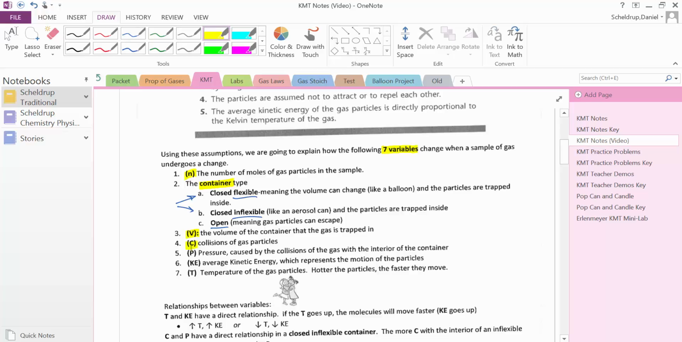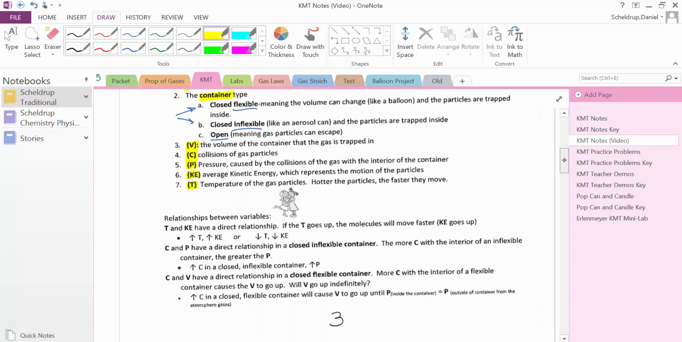The collisions, which we represent with a C, so that's the gas particles bouncing into the sides of the container. A measure of the amount of collisions that is occurring is what we call pressure. So collisions and pressure are going to be closely related. Kinetic energy, this is the amount of energy due to motion of those particles. And then the average kinetic energy for a sample, that's what we defined as temperature. So temperature is a measure of the average kinetic energy. So again, kinetic energy and temperature are going to be closely related.